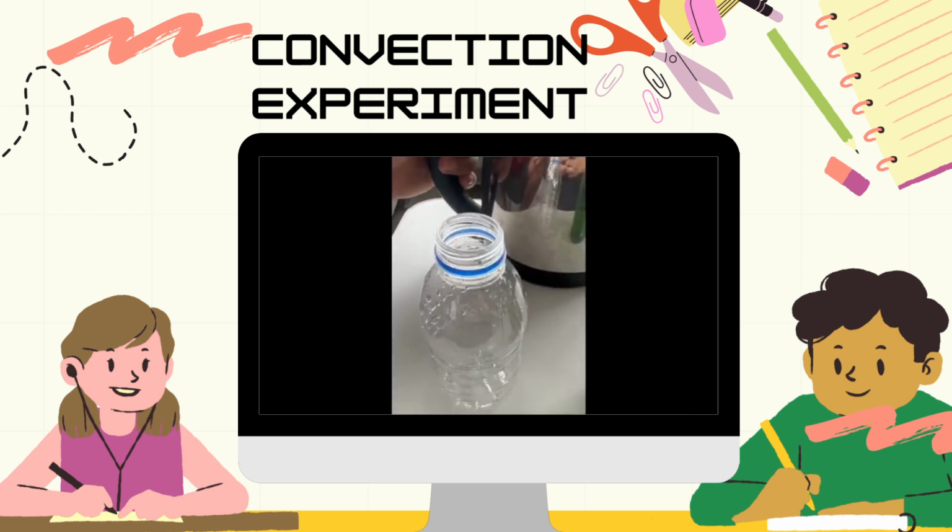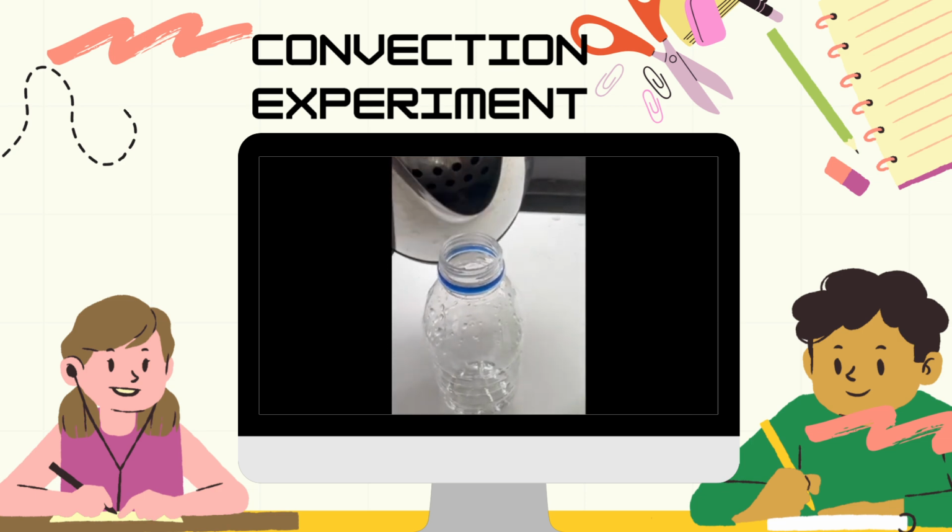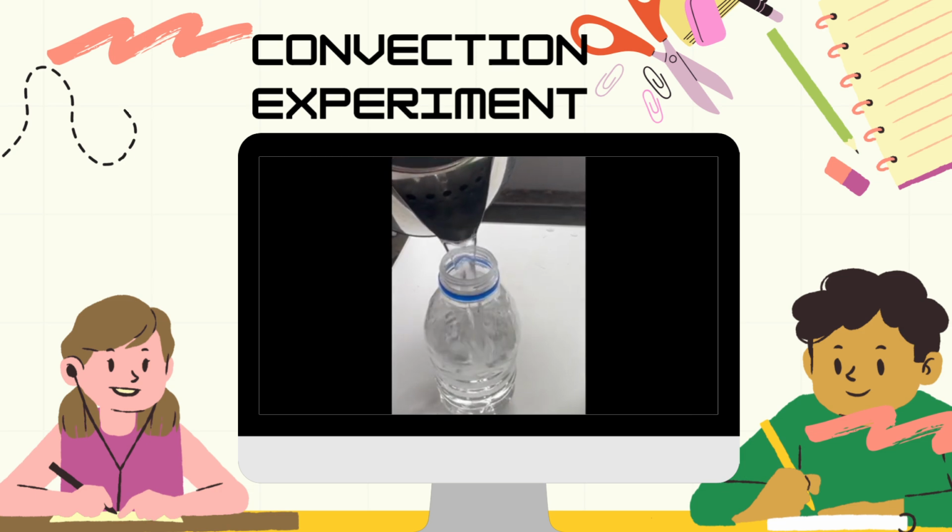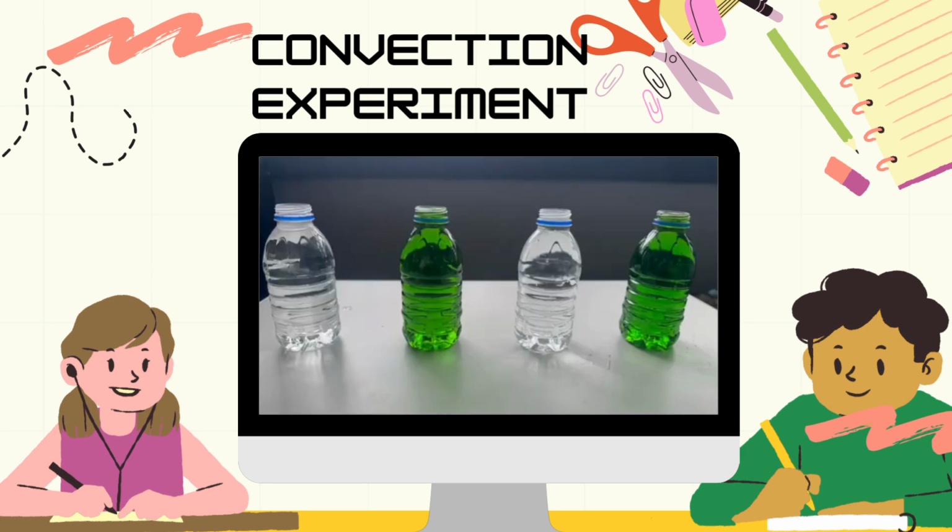Next, measure the temperature of hot water and make sure it does not reach the boiling point. After making sure the hot water temperature is suitable to pour out, pour some of the hot water into 2 small bottles. So now, we have 2 bottles of hot water and another 2 of cold water with food coloring.